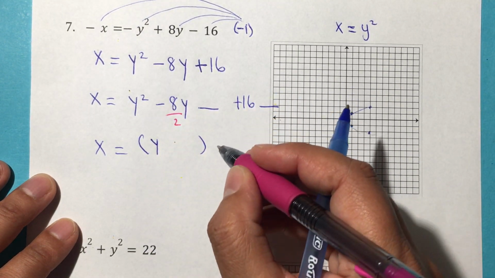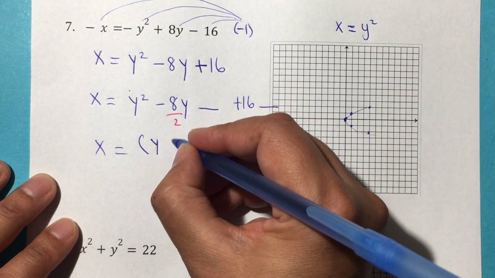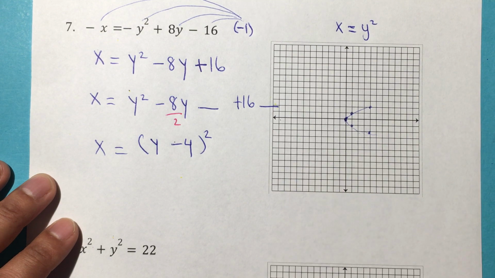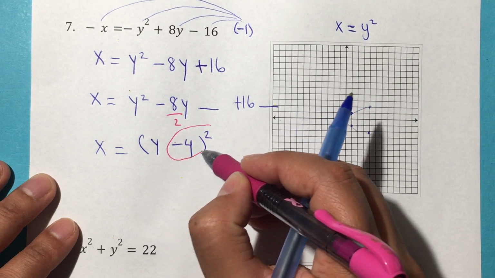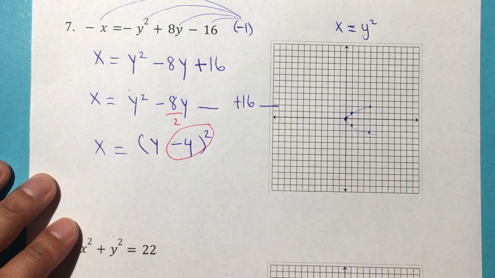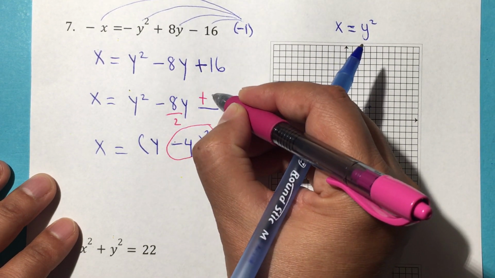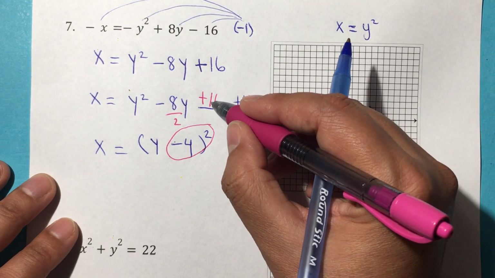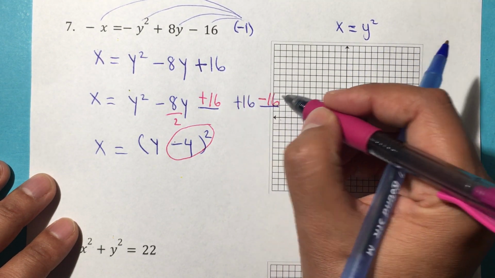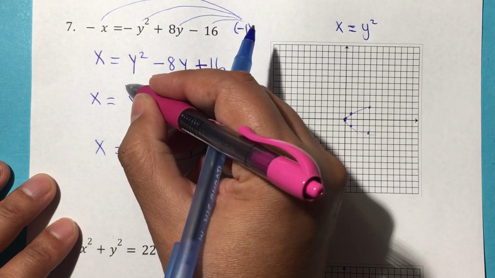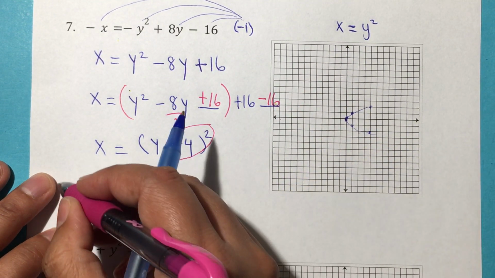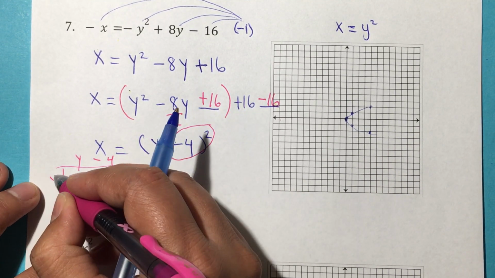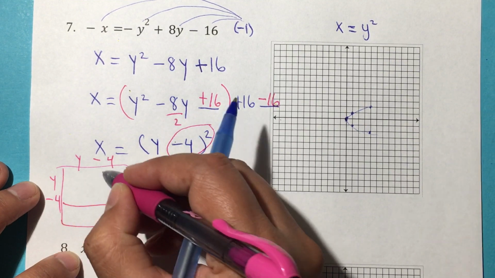Okay, so in here you would have x equals, you put the y, divide this by 2, and that becomes negative 8 divided by 2 is negative 4. Square that. And remember that we're going to raise this to the second power. Negative 4 times negative 4 becomes positive 16. But you're also subtracting 16 so that those cancel and it's like you didn't add anything. And so this comes from this perfect square, right?